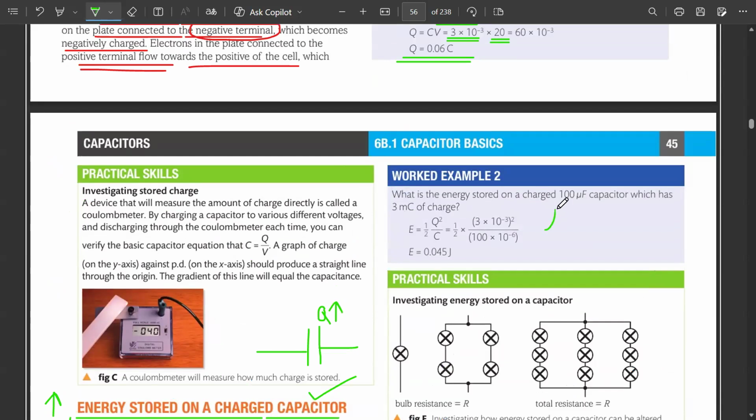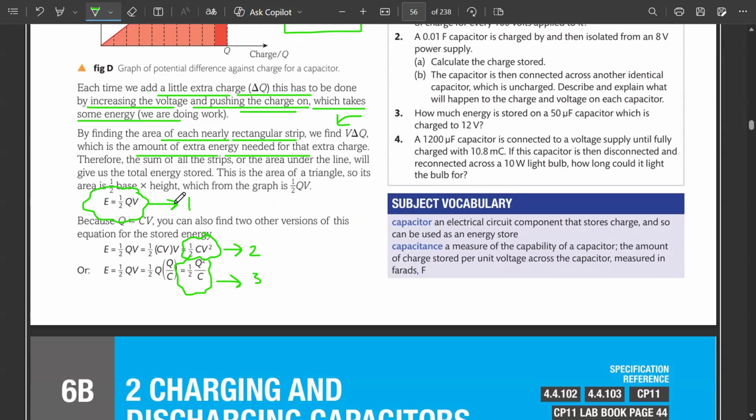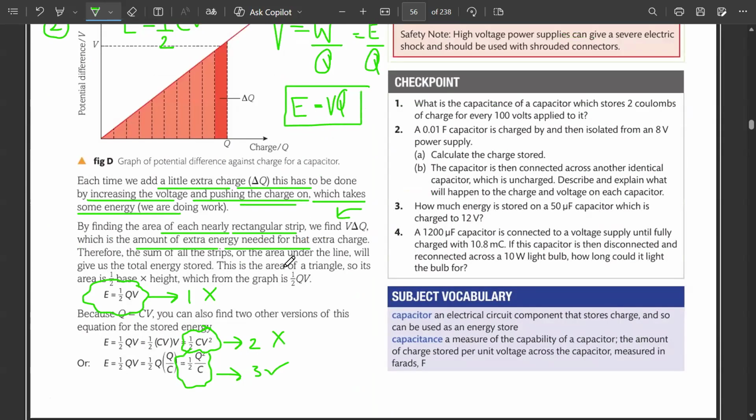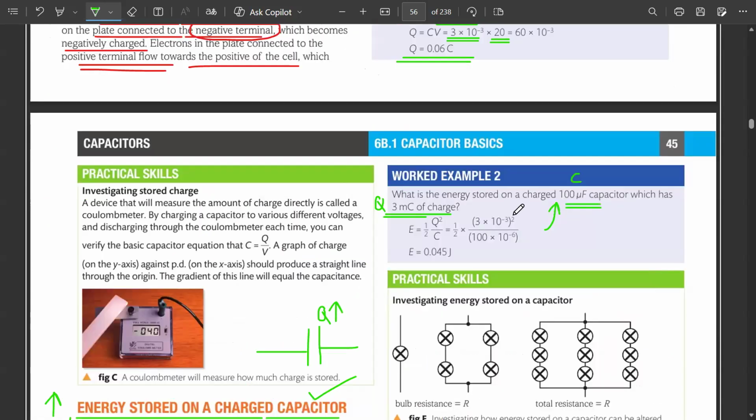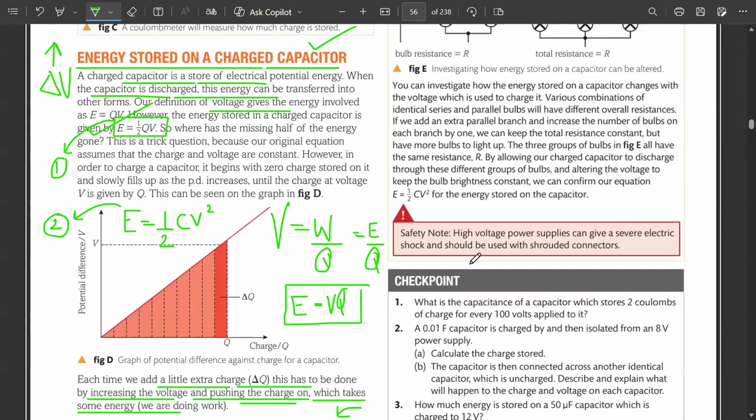What is the energy stored on a charged 100 microfarad capacitor which has 3 millicoulombs of charge? So you can easily, now you are given Q and the capacitance. Which formula for energy in a capacitor has both Q and C? Not this one, not this one. Yes, this formula can be used because it has Q as well as C. So 3 millicoulomb square divided by 100 microfarads gives you the energy stored in a capacitor.